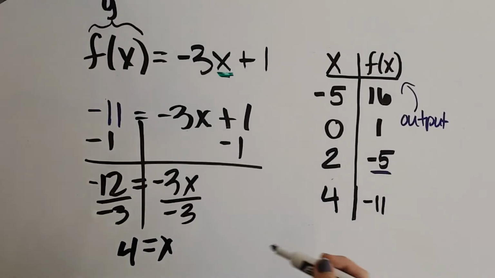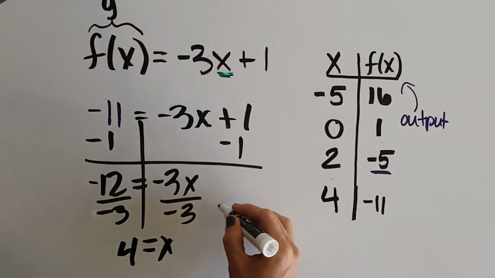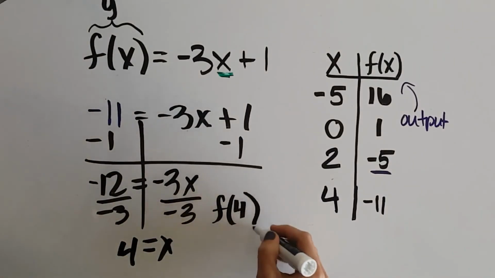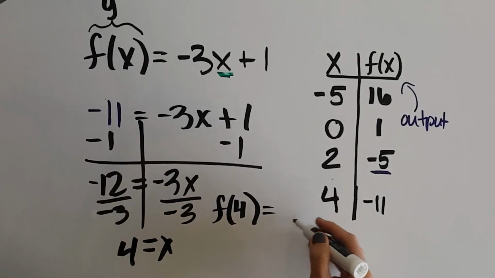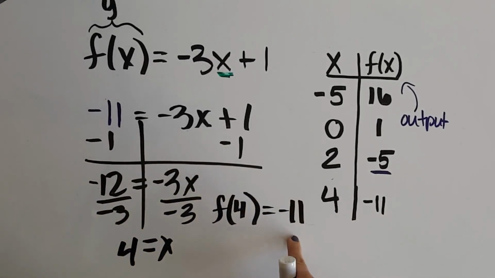So we found the input. So if we wrote that as a function statement, it would be f of 4. So when I put 4 in, I get out negative 11.